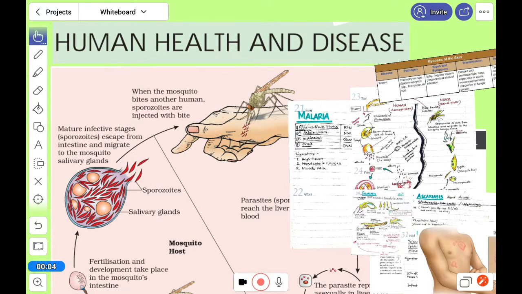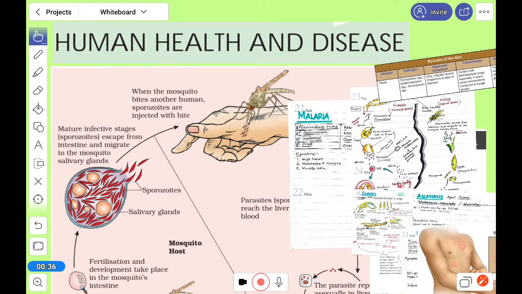Welcome to Bio class. Today we are going to discuss a few more diseases which are remaining, like some protozoic disease like malaria, Ascariasis and some helminthic disease, fungal disease, all of which are in your syllabus. So, first we have to see malaria.